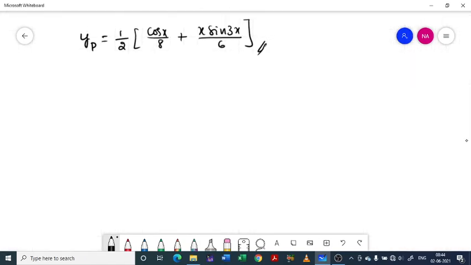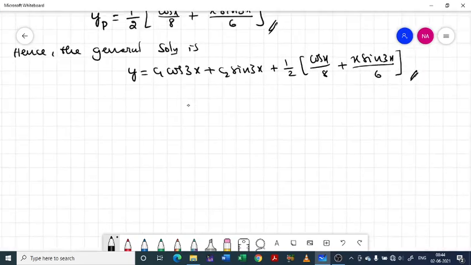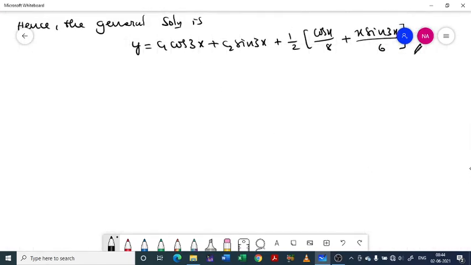So the required general solution is y equal to c1 cos 3x plus c2 sin 3x plus 1 by 2 into cos x by 8 plus x sin 3x by 6. That is the solution of problem B. Next, problem C.